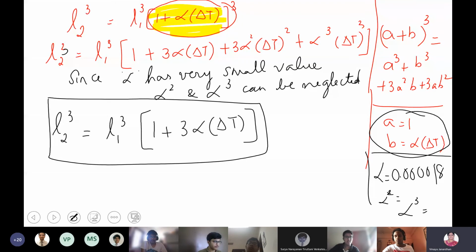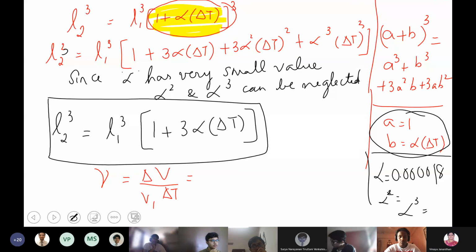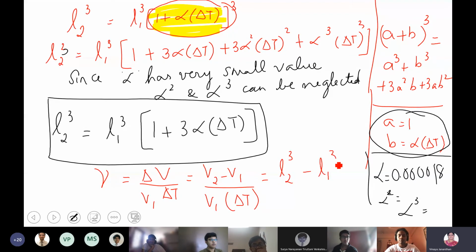Okay, fine. Now, what is the value for gamma? Gamma is delta V divided by V1 into delta T. So what is delta V? V2 minus V1, divided by V1 into delta T. What is V2? V2 is L2 cube. What is V1? L1 cube. So the denominator is L1 cube delta T.